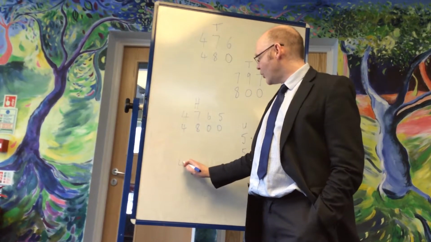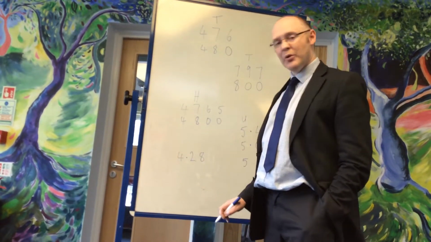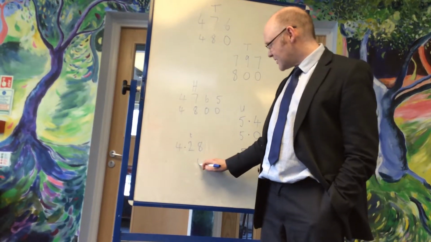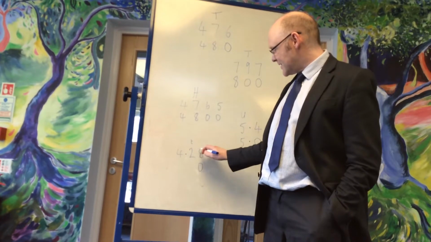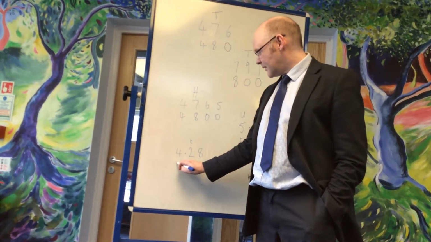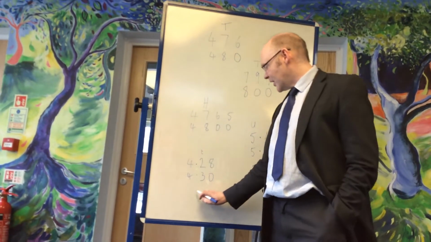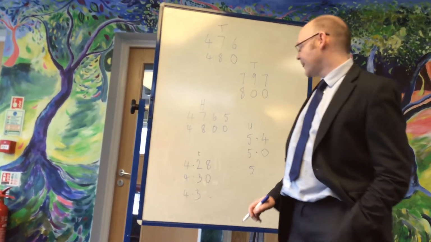So we've got 4.28. So I put the T for tenth. Everything after that's going to be a 0. So I'm thinking about the tenths column. It's 8, which is more than 5, so I'm going to round it up. So my answer is 4.30. Because there are no hundredths, I should record that in the end as 4.3.